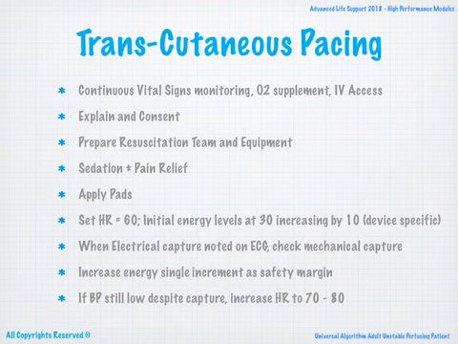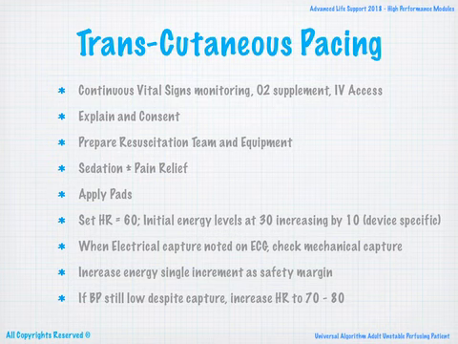Transcutaneous pacing is an important and early intervention that may save lives. So in patients where we are considering transcutaneous pacing, these are the steps that we need to do. Firstly, they must be on continuous vital sign monitoring. They must have oxygen supplementation and IV access. We must explain to them their condition and obtain consent. The resuscitation team must be prepared and equipment must be there. They must be provided with sedation plus or minus pain relief. Then only we apply PADs.